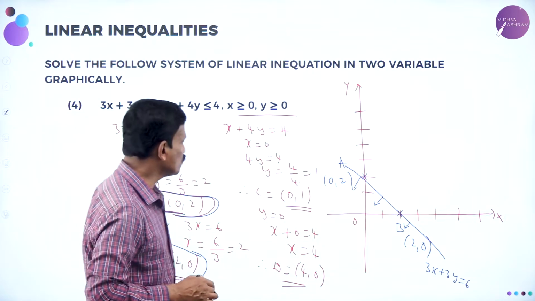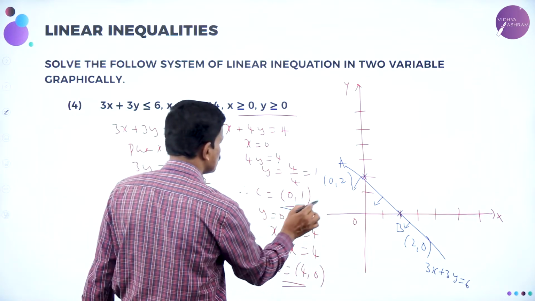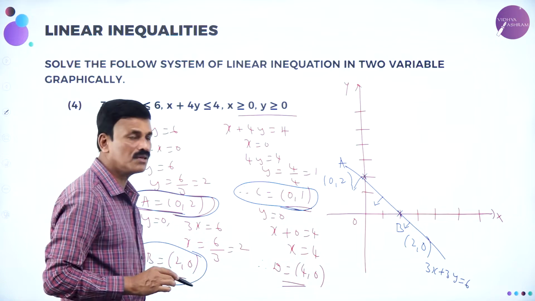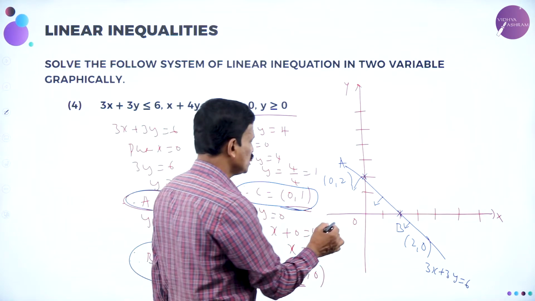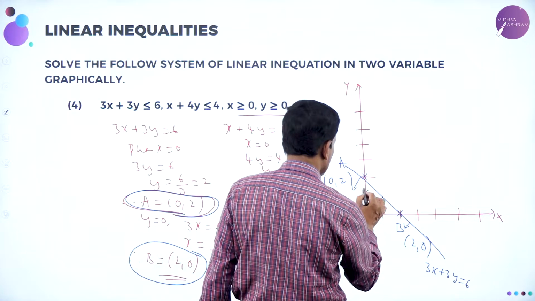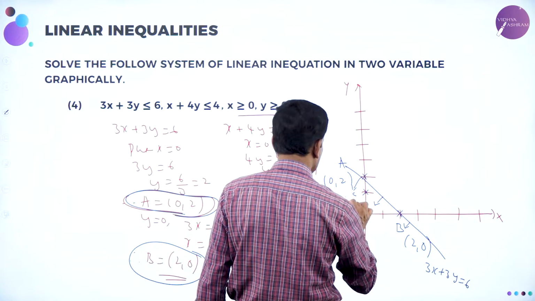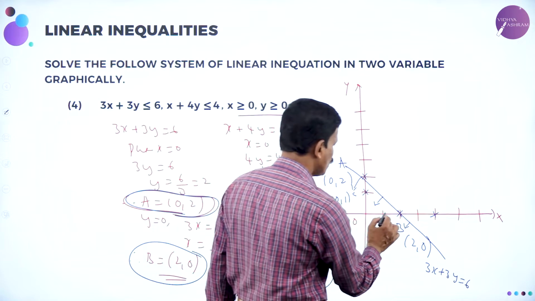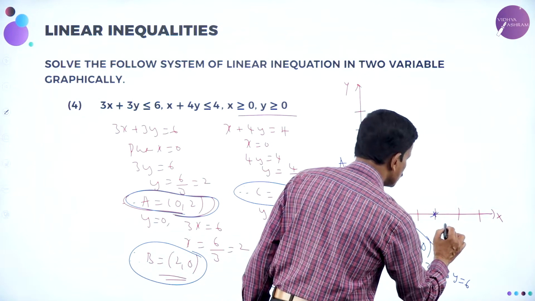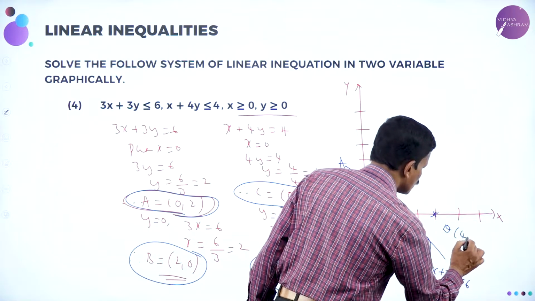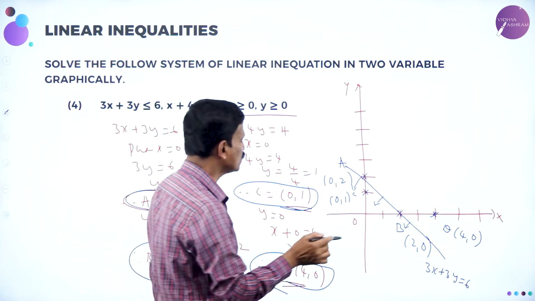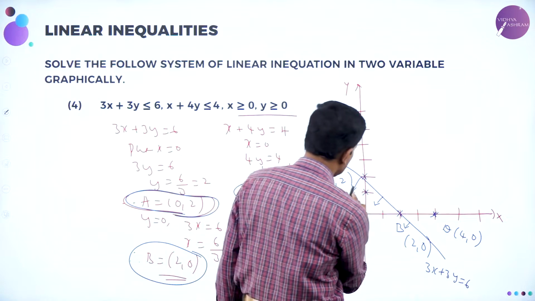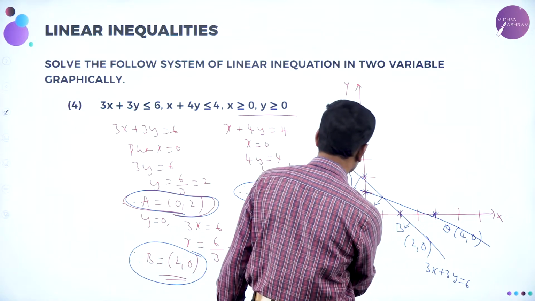Okay. Now, let us come to the next point. What is the point C? C is (0, 1). x is 0, y is equal to 1. This is C, (0, 1). D is (4, 0). 1, 2, 3, 4, x is 4 and this is D, (4, 0). Now, join C to D. Draw the solid line for C and D. This is the solid line for C and D.